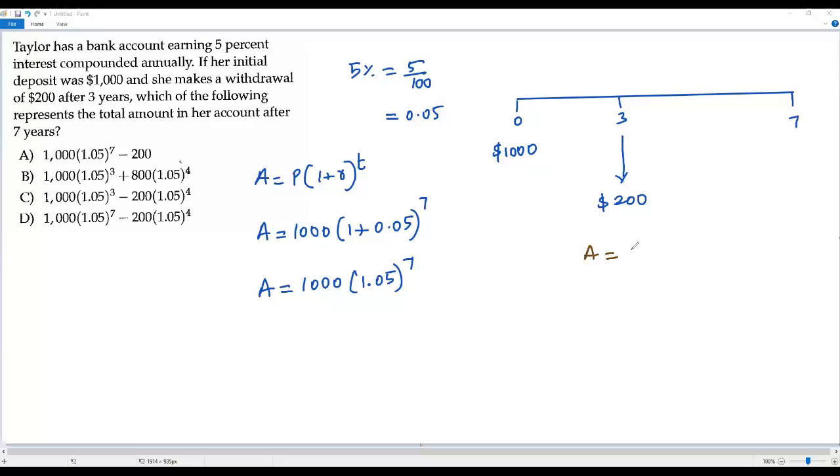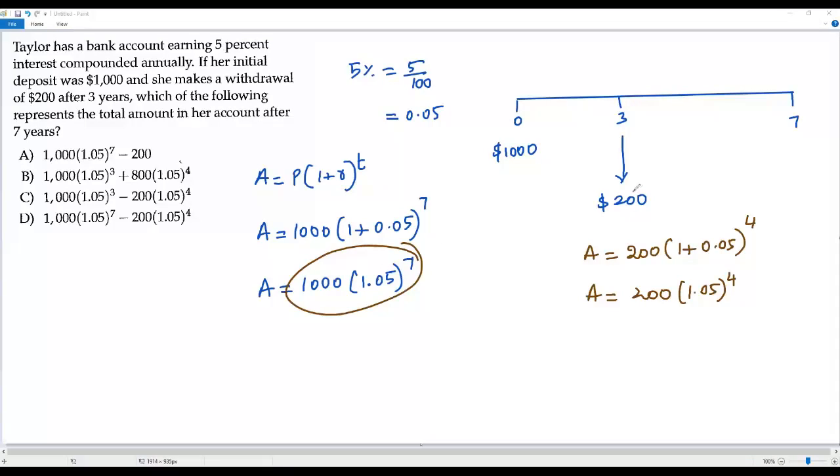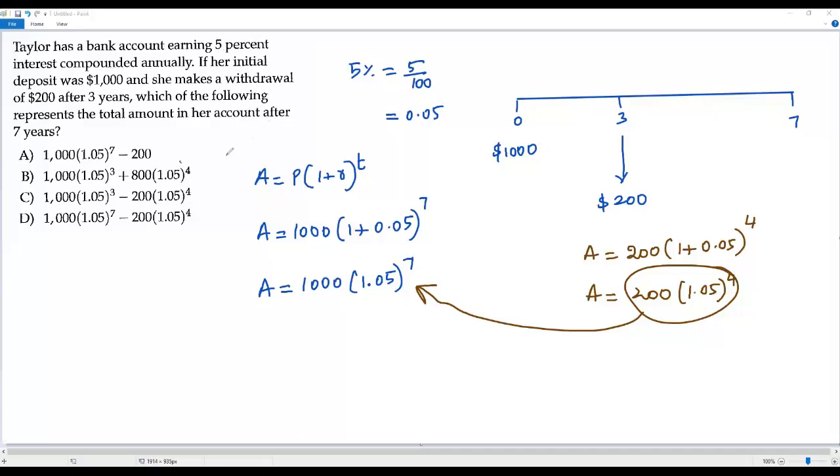Let's say A equals, so now this is a starting deposit. $200 is the initial deposit, times (1 + 0.05), and we are calculating the value of this deposit for 4 years, so the value of T has to be 4. A equals 200 times 1.05 to the 4th power. We calculated the earlier value by assuming that she has not made any withdrawal, but the question says she makes a withdrawal of $200. So it includes the $200 plus interest on this $200 for these 4 years. This has to be removed from the earlier value to know the total amount in her account after 7 years.